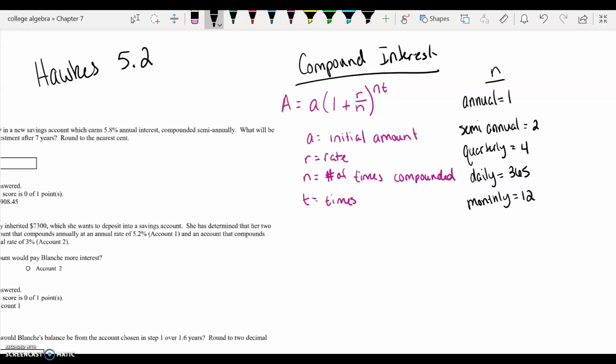Semi-annually means your n is 2. Quarterly means your n is 4. Daily means your n is 365. And monthly means your n is 12.